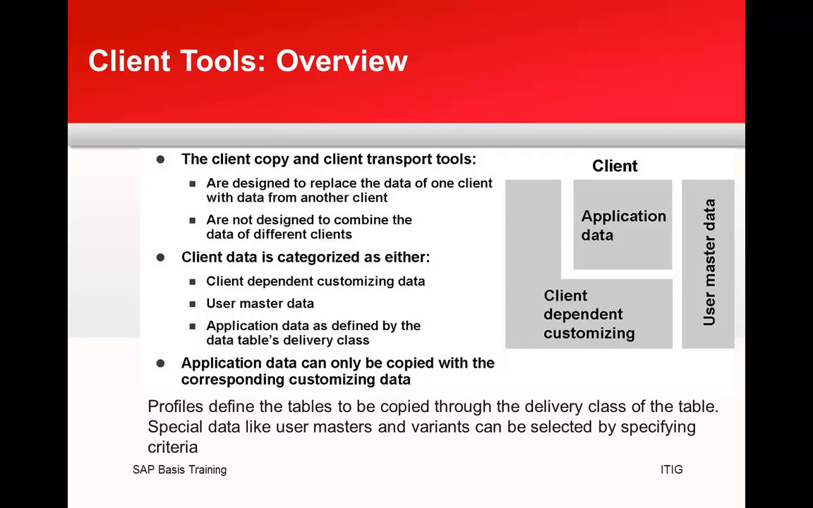And client data is categorized as either client dependent customizing data, user master data, or application data, as defined by the data table's delivery class. Application data can only be copied with corresponding customizing data. Profiles define the tables to be copied by the delivery class of the table. Special data like user masters and variants can be selected by specifying criteria.